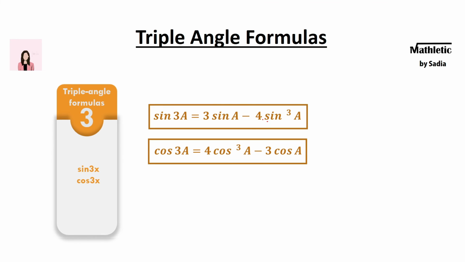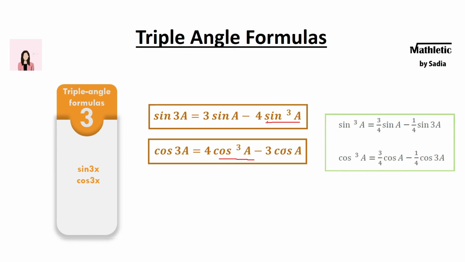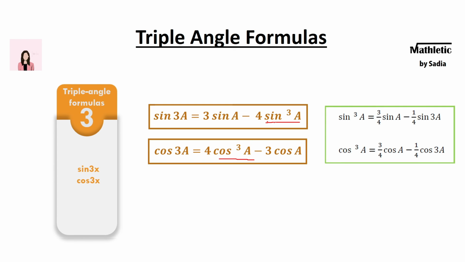From these two triple angle formulas, sometimes we need to subtract sine cube A and cos cube A. For example, if we need to integrate them or something, we need to replace them in terms of sine 3A. So subjecting these two will give us two extra identities. So that's the end of the derivation for the triple angle formula.